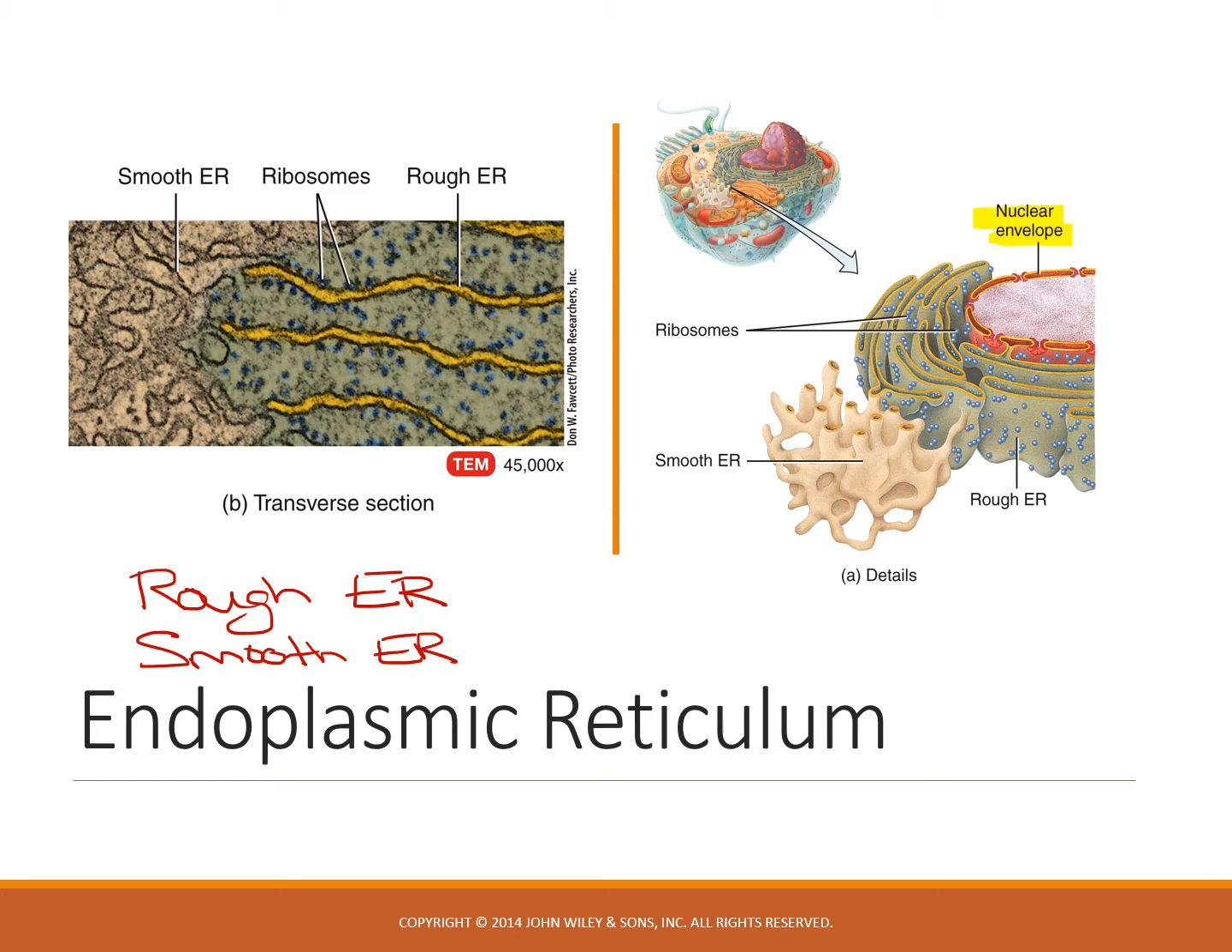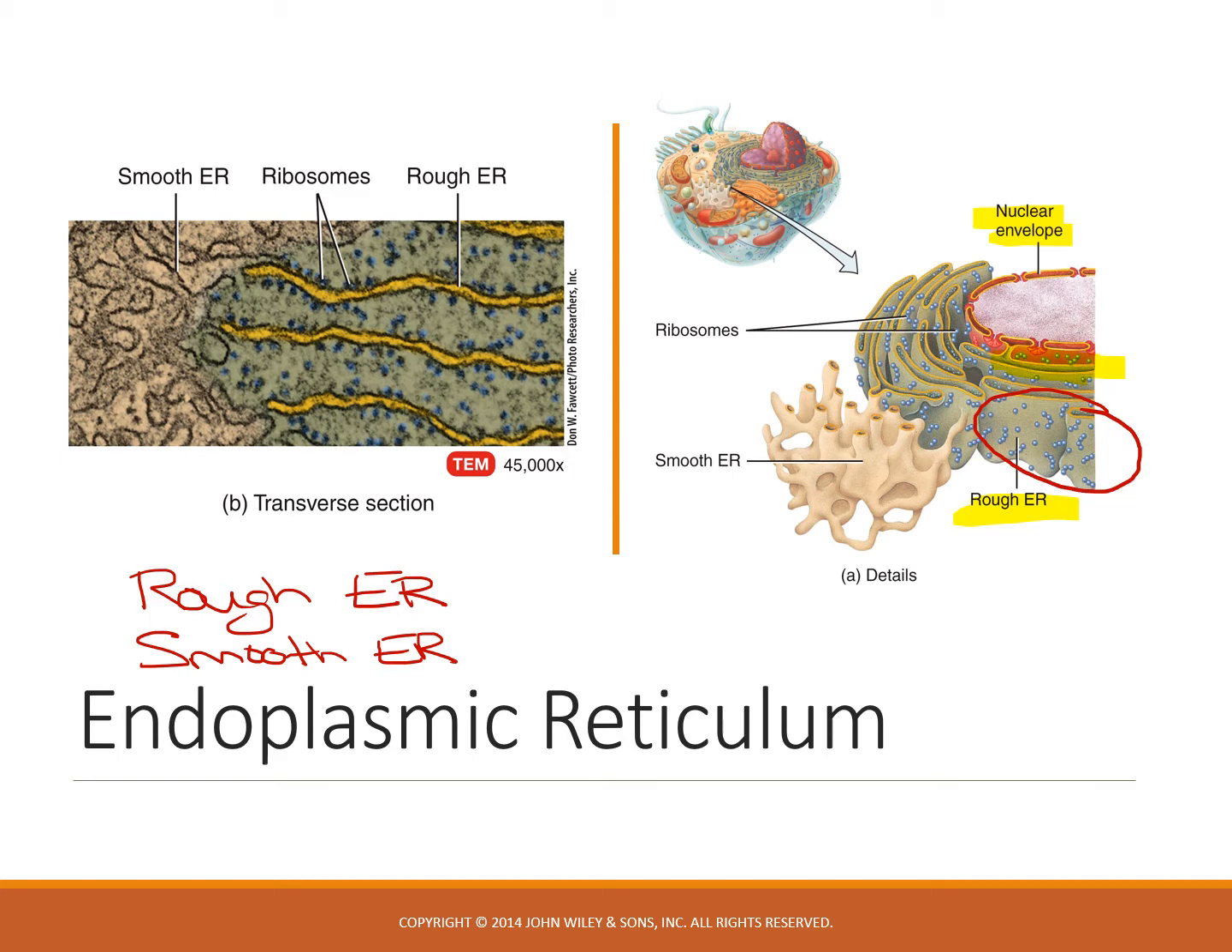So the rough ER is continuous with the nuclear membrane. As you can see here, it's very continuous with the membrane. It's usually folded into a series of very tightly folded sacs. The outer surface is studded with ribosomes. You can see these blue dots are ribosomes on the rough ER, and these are sites for protein synthesis, like we covered in the last slide.